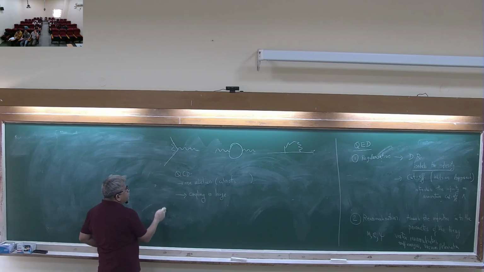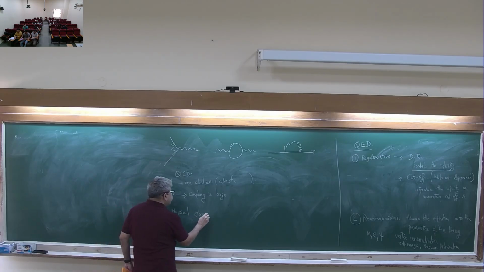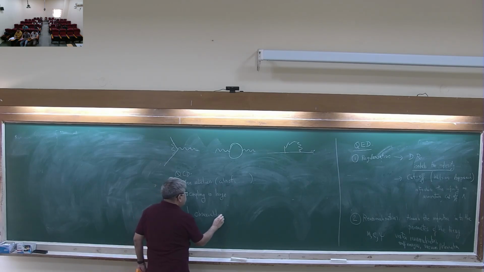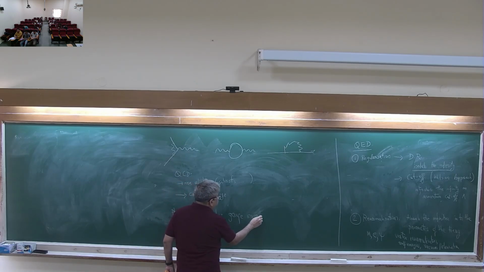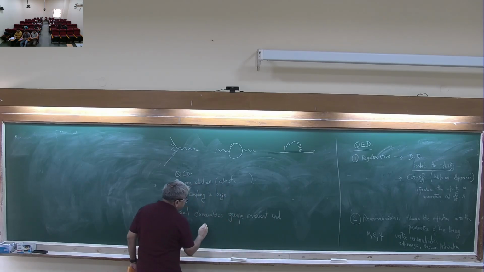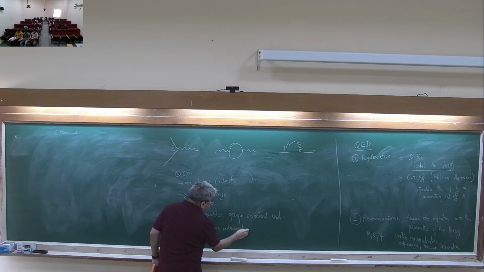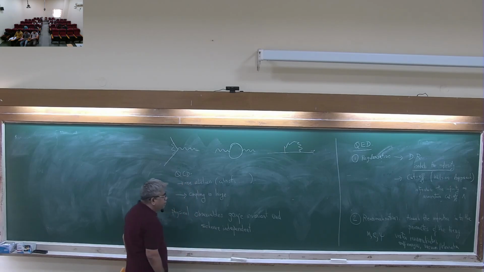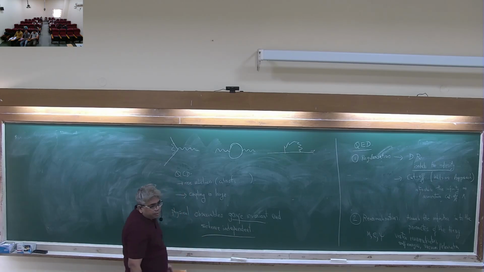So the entire process of renormalization should make physical observables gauge invariant and scheme independent. So what you measure in an experiment should be both gauge invariant and scheme independent.